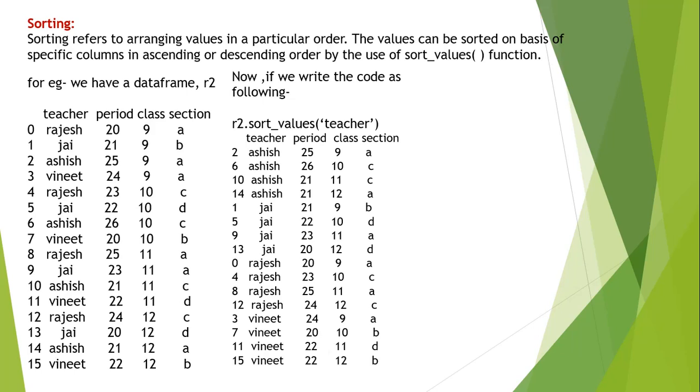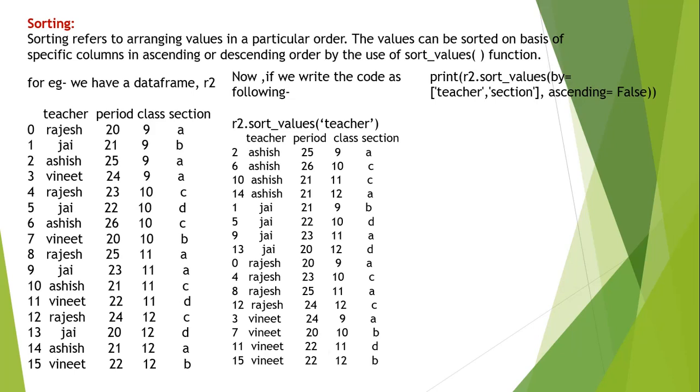Now suppose we write the same data frame according to this code: print r2.sort_values(by=['teacher','section'], ascending=False). Here we are going to give two columns in sort_values, teacher and section, and also we have written ascending=False. Why ascending equals false? Because if we have to do the ordering in descending order, we mention ascending=False. So when ascending=False is mentioned, the sorting is done in descending order.